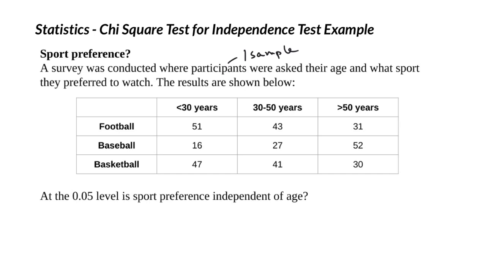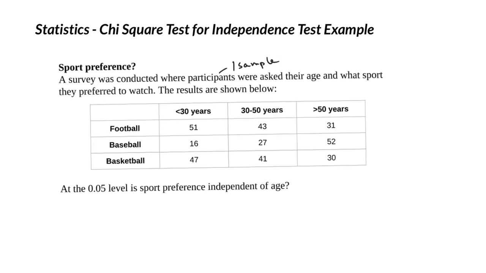Sometimes it's hard to tell the difference between the homogeneity test and the independence test. Again, homogeneity said I took, in this case, maybe 3 different samples and made sure I had samples from each age group. But that's not what happened here. So at the 0.05 level, is sport preference independent of age? At least, do I have that evidence?